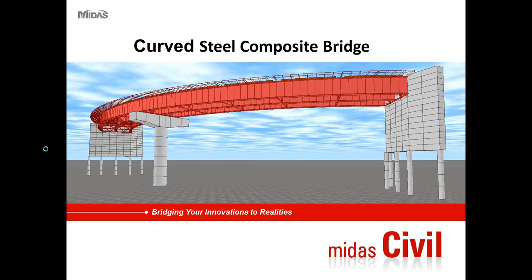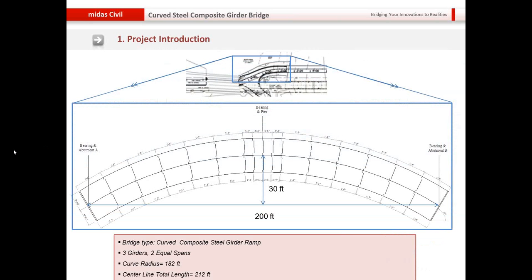All right, so the bridge that I selected for you guys is the curved. You can see here we're going to have 3 girders, and we're going to use the composite section and connecting these guys with the dummy elements. So we're going to go into details more while we are doing the modeling.